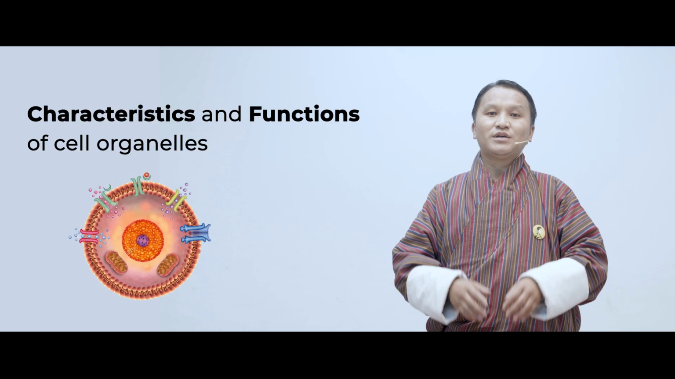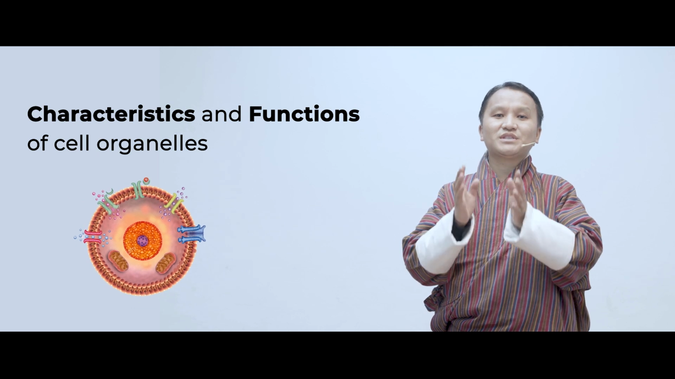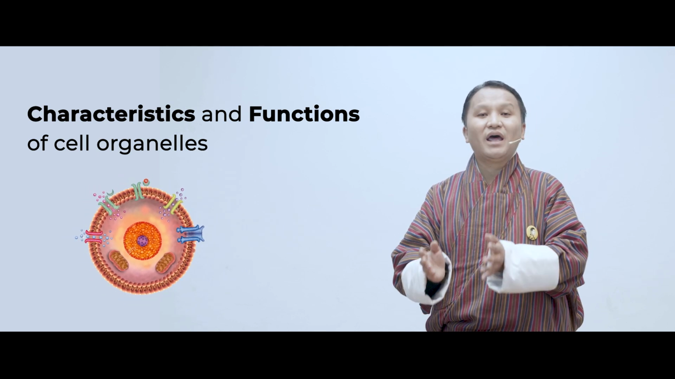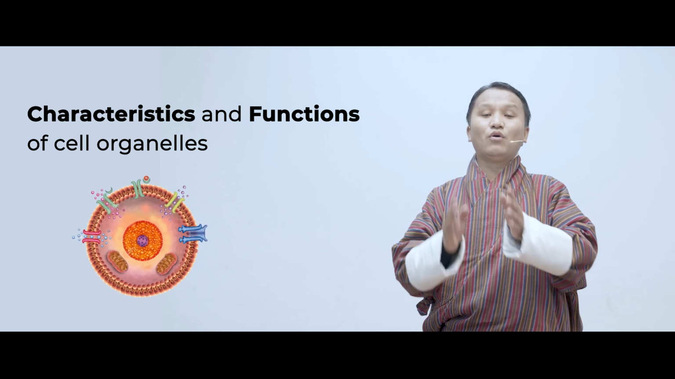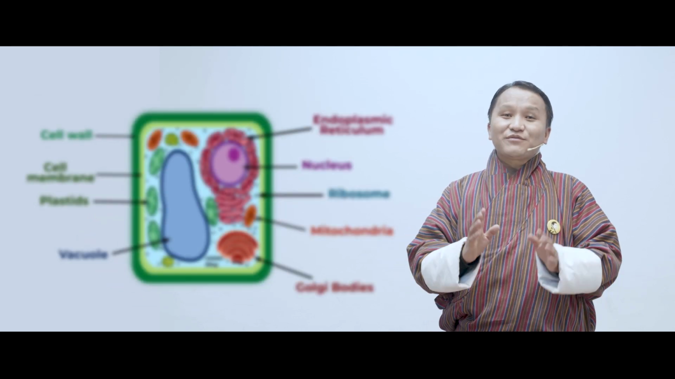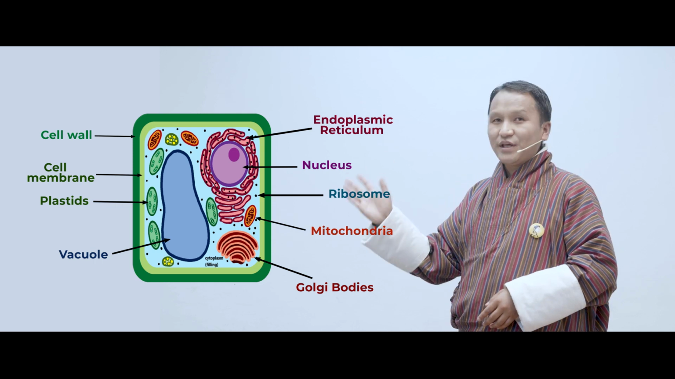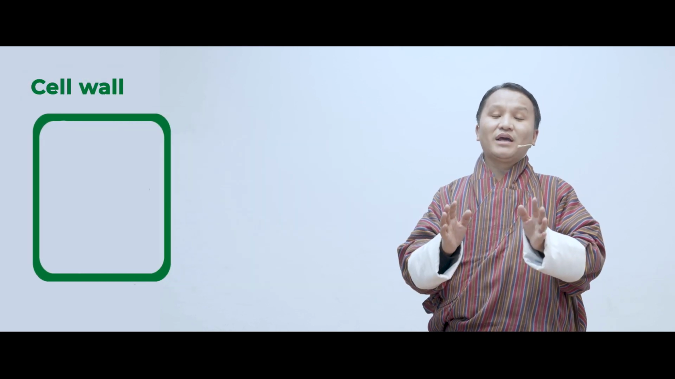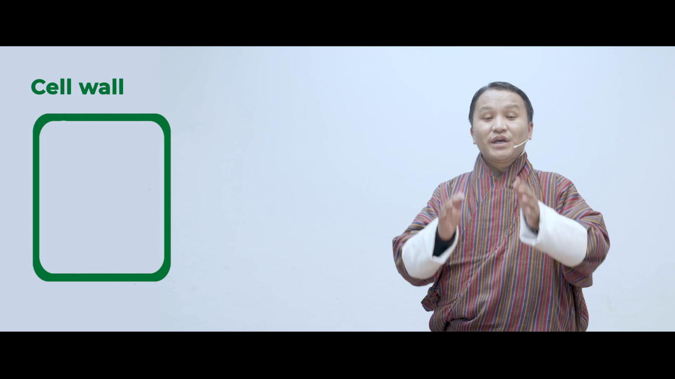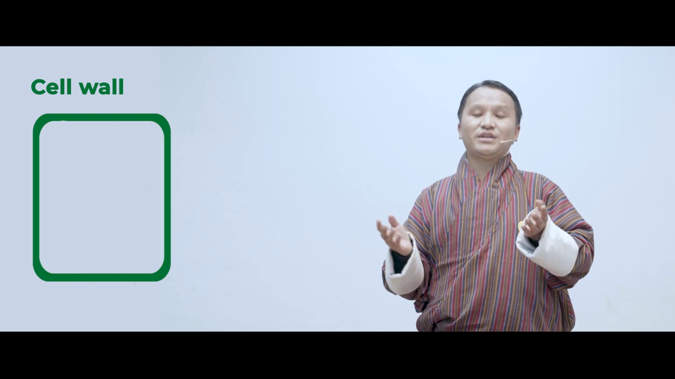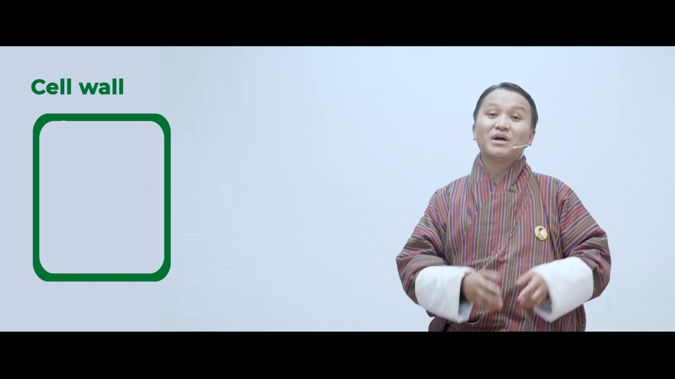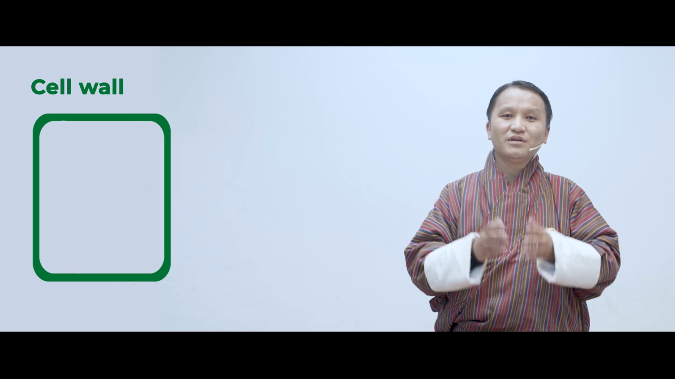Considering the scope of the discussion at this level, let us have a look at the characteristic features of some cell organelles and the functions of those cell organelles that we will be discussing here. Let us first look at the cell wall. Cell wall, as we have discussed already, is the outermost layer found in the plant cell, but it is not there in the animal cell.